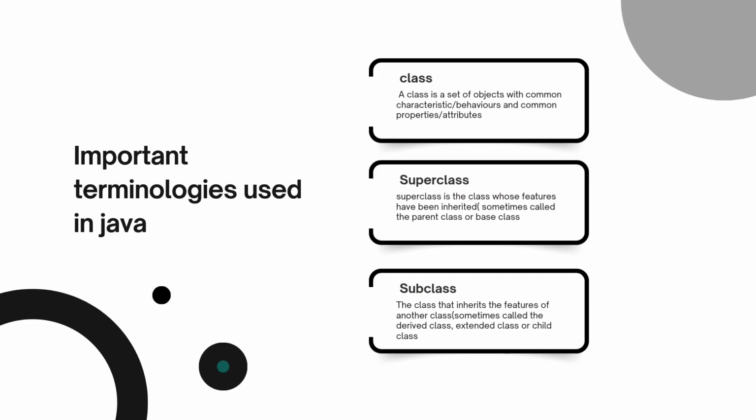So I have used some maybe new terminologies to you. Let me just define some of the terminologies that I used. A class is a set of objects with common characteristics and common properties. A superclass is the class whose features have been inherited. It is sometimes called the parent class or the base class. The subclass is the class that inherits the features of another class. It is sometimes referred to as the derived class, the extended class, or the child class.